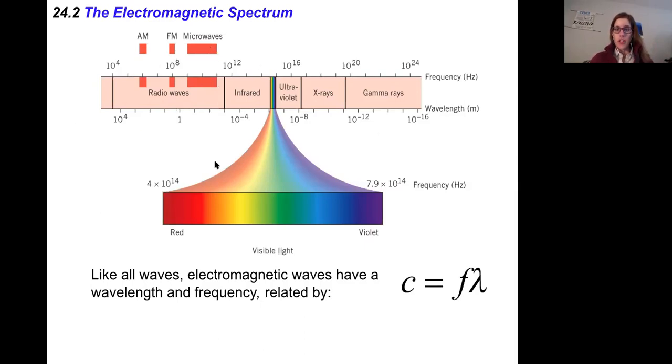So this is a great chart to continue to reference to know how these different forms of electromagnetic radiation compare with each other. If they have higher frequency or lower frequency, smaller wavelength or higher wavelength.